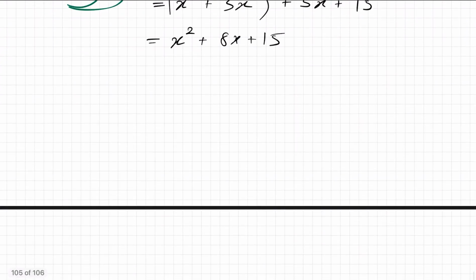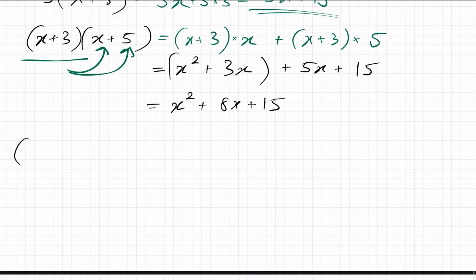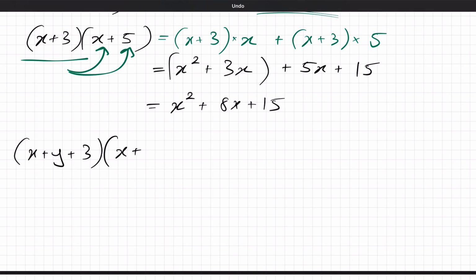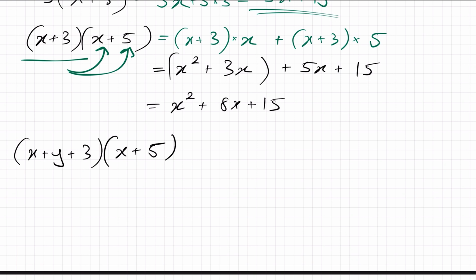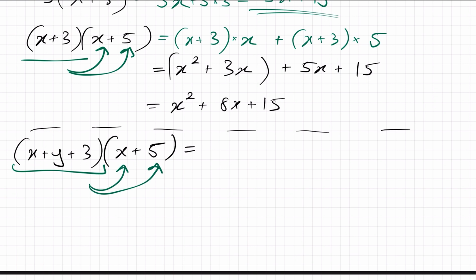So let's say we had something like x plus y plus 3 multiplied by x plus y. Let's just have that. Actually, let's do something a bit harder. Let's do x plus 5. So what this is going to come out to be is, let's think of this first bracket as a singular term, and just multiply it by both other things. So we end up getting x plus y plus 3 multiplied by x, plus x plus y plus 3 multiplied by 5.